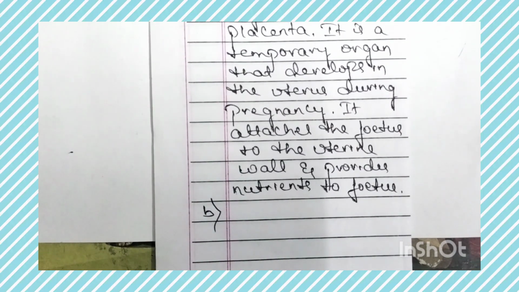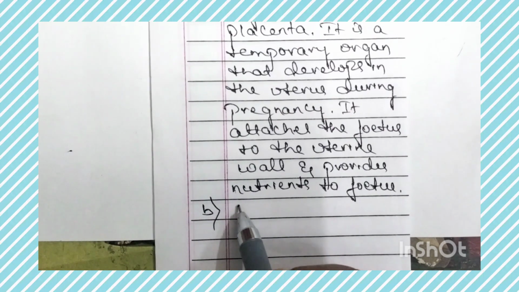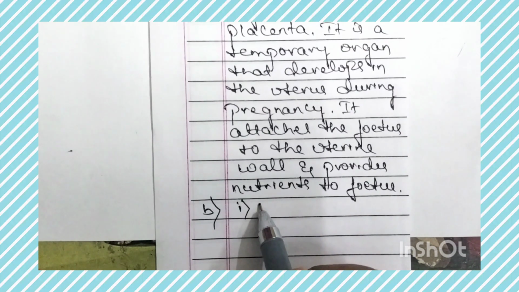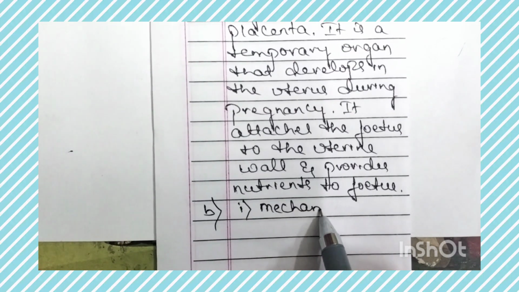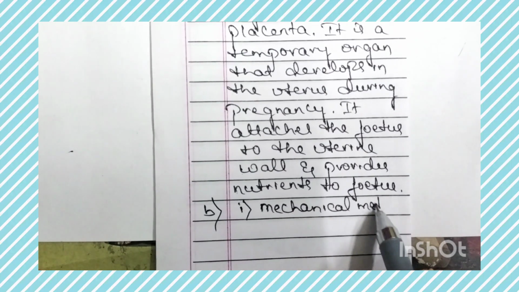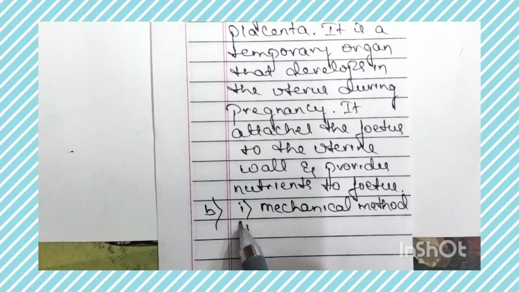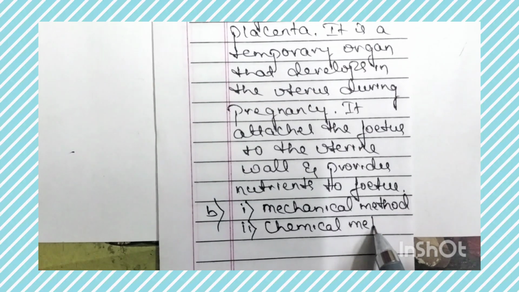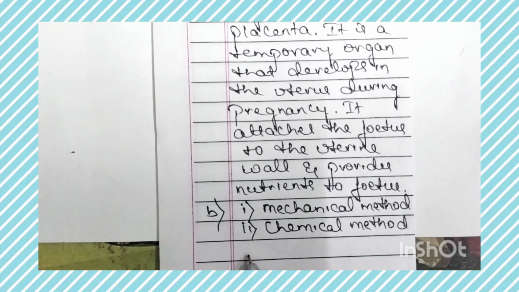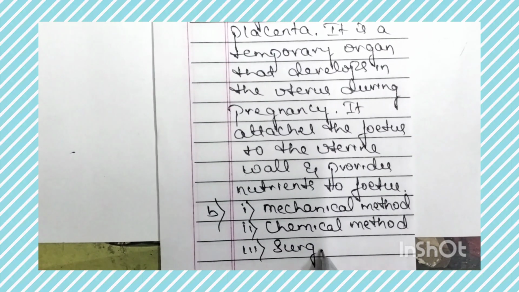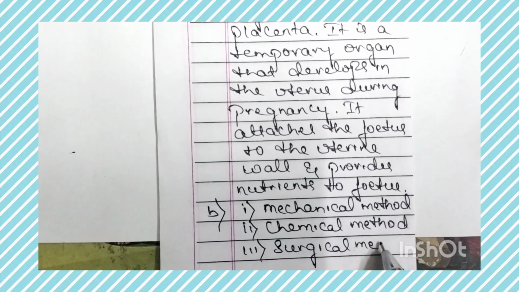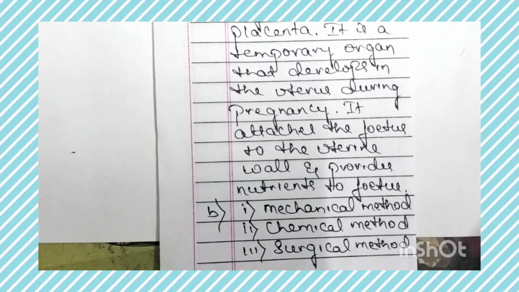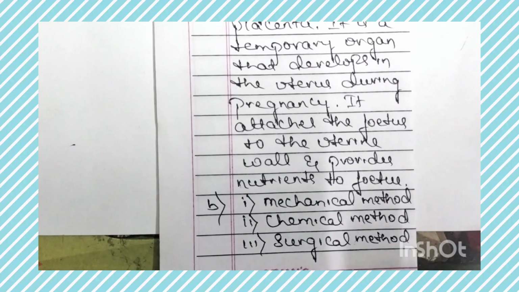In that, one more question, the B question is there: list any 4 methods of contraception used by humans. So the first contraception method is the mechanical method, or it is also called the barrier method. The second method is called the chemical method, that is using oral pills to avoid unwanted pregnancy. The third method is called the surgical method, that is tubectomy and vasectomy. Tubectomy for female and vasectomy for male.